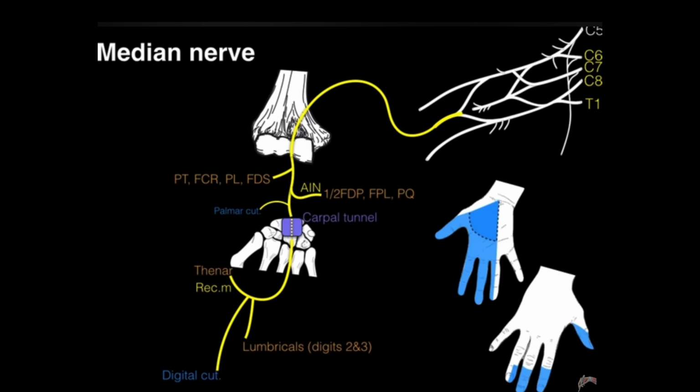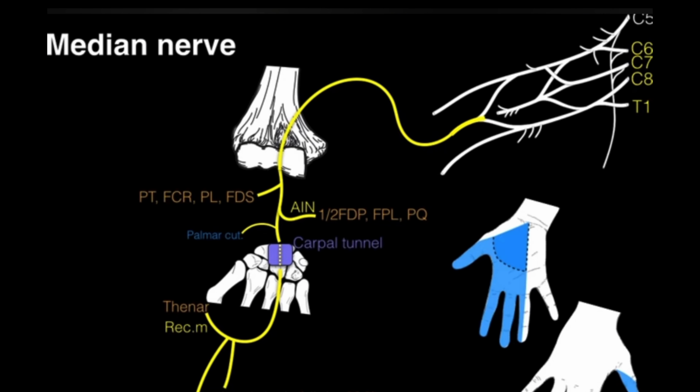You can see on the upper side the front of the hand, and on the lower side the back of the hand. So this is the sensory and motor function of the median nerve, and I've described the course also in brief. Now, a very important question related to median nerve is carpal tunnel syndrome. So let's talk about that as well.